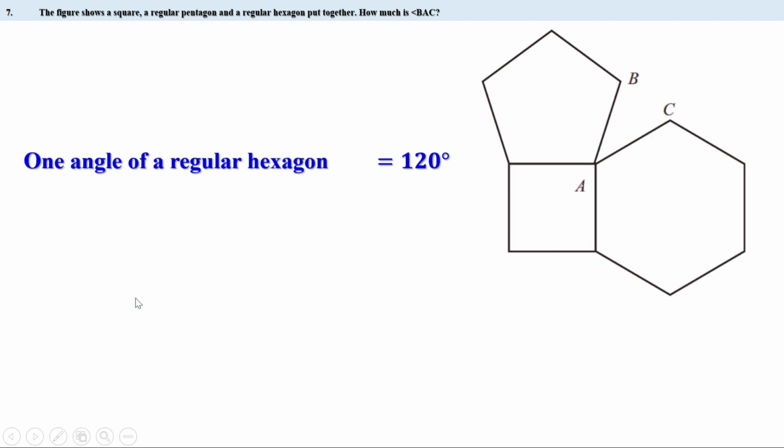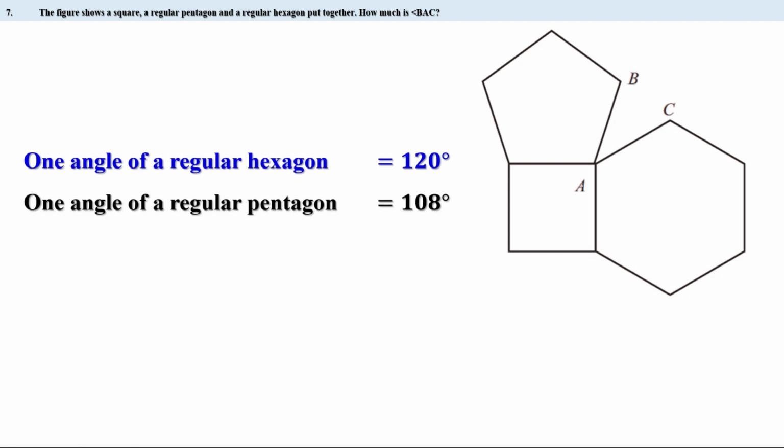We have seen that one angle of a regular hexagon is 120 degree and one angle of a regular pentagon is 108 degrees. We know one angle of a square is 90 degree. We have also seen that the sum of the angles around a point is 360 degree.